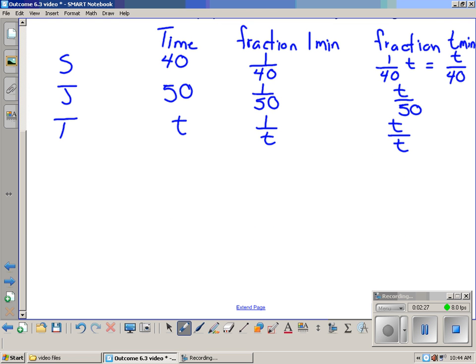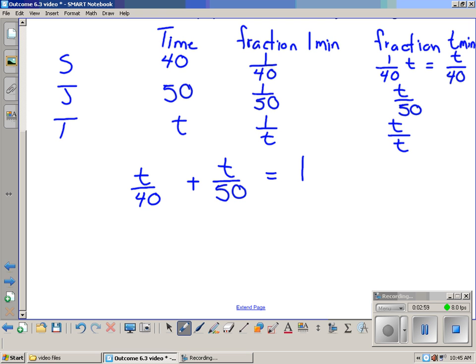So we can now use this chart to help us set up our equation. We know that the portion of the job that Sheena does in t minutes is t over 40. I also want to look at the fraction of the job that Jeff does, which is t over 50. Together, they have to do the whole job, or they have to add up to 1. All right, now we have a rational equation that we need to solve.